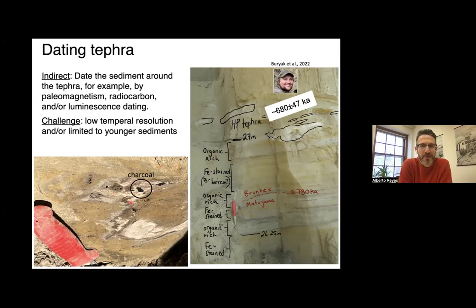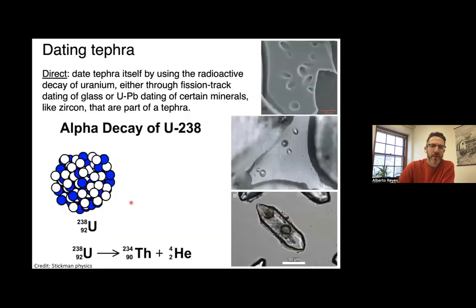Pardon me, low temporal resolution, not temporal resolution. And with radiocarbon, obviously, we're limited to the last 50 or so thousand years. So indirect dating can be tough. We can get lucky, but it can be tough.